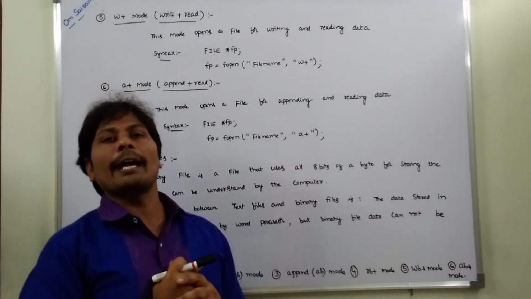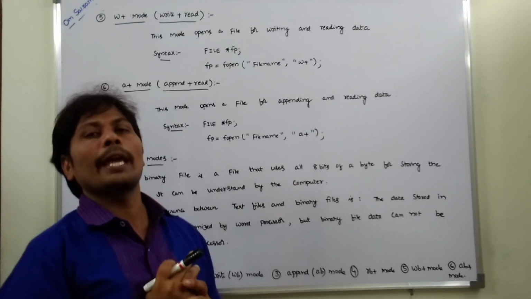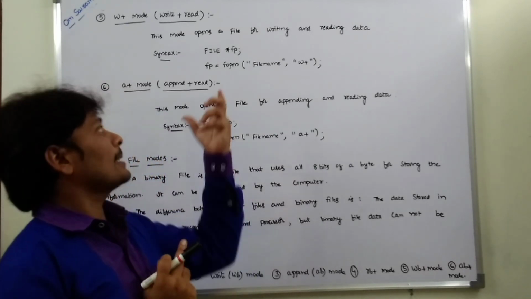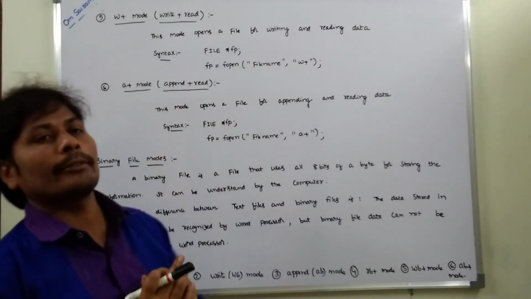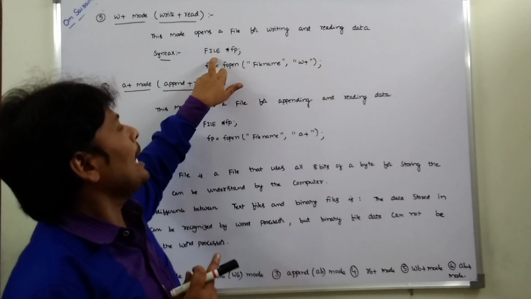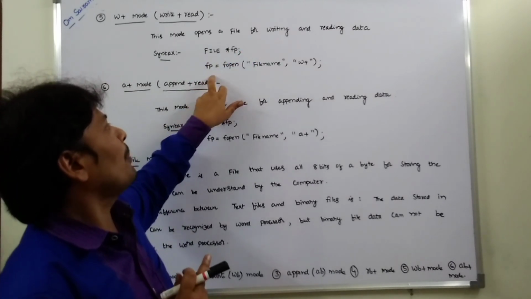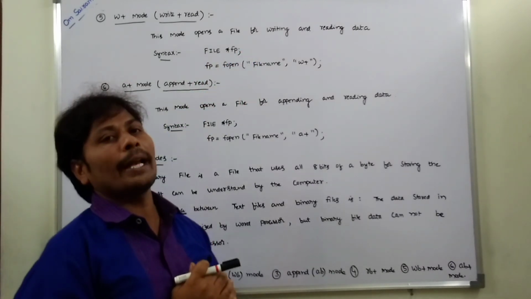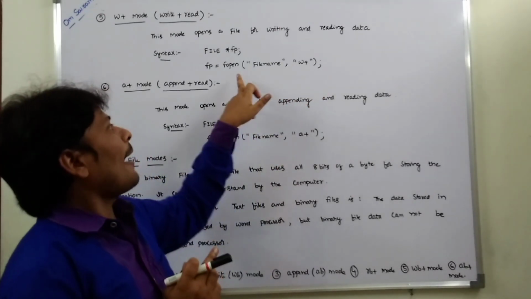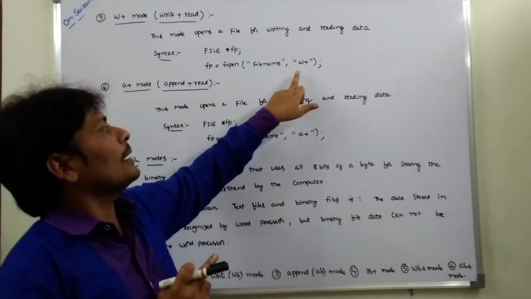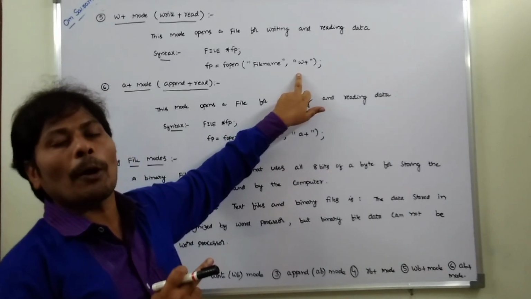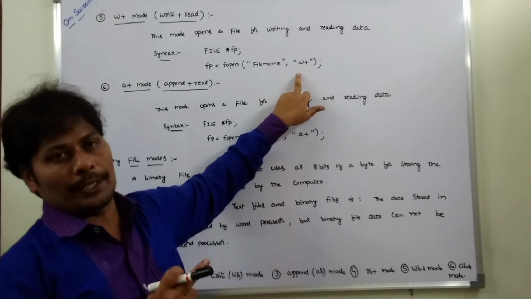After completing the write operation, we have to perform the read operation. That is nothing but write plus read operation. The syntax is file pointer fp, fp is equal to fopen file name w plus mode. The file is opened in w plus mode for performing both write operation and read operation.